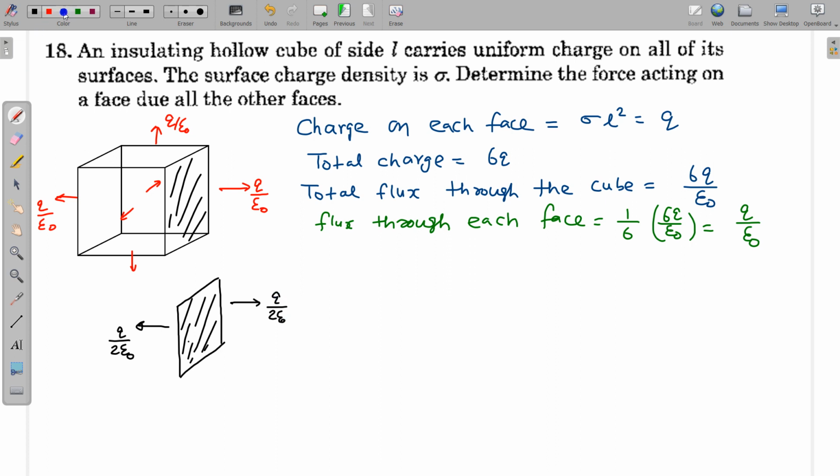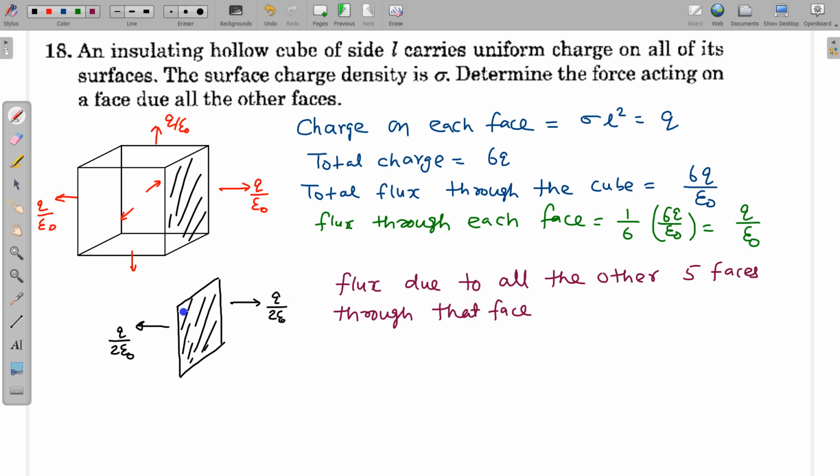So from this we can write the flux due to all the other 5 faces through that face, that this face which I am considering, and it will be true for all the others.